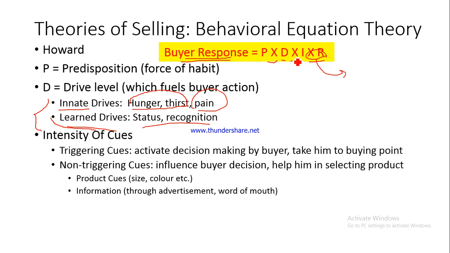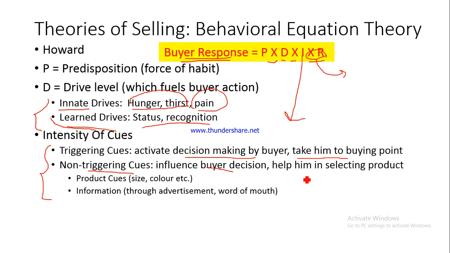But now what we are discussing is that buyer response also depends on the intensity of cues. What do we mean by intensity of cues? Cues basically are those things which signal to the buyer that he has to do something, that he has to indulge in a purchase action. So there are triggering cues and non-triggering cues. Triggering cues activate decision making by the buyer and take him to the buying point. Non-triggering cues influence the buyer's decision and help in selecting a particular brand out of the different brands available in the market, right?